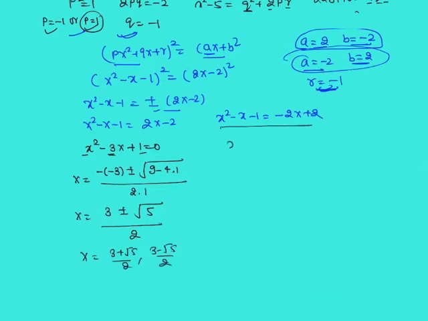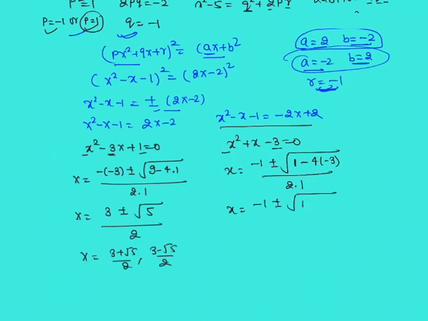From this equation we will get as x square plus x minus 3 equal to 0. So x value will get as minus 1 plus minus root over b square, that is 1 minus 4, a is 1 and c is minus 3 divided by 2 into a, that is 1. So x value will get as minus 1 plus minus root over 1 minus minus plus 4 into 3 is 12 divided by 2. So x value will get as minus 1 plus root 13 divided by 2, or x value is minus 1 minus root 13 divided by 2. This is the solution of the equation.